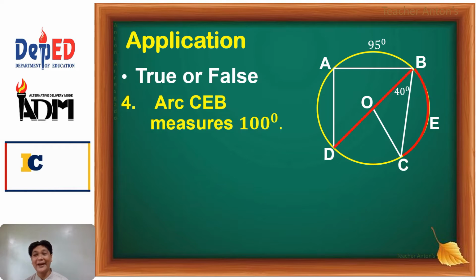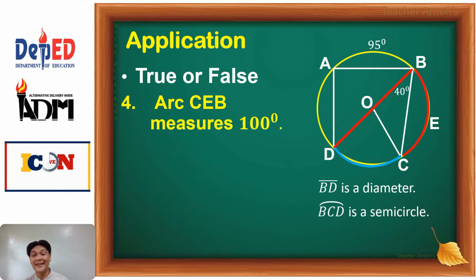Okay, take note that we have there BD, which is a diameter. And since it is a diameter, then arc DC and arc CEB make a semicircle. The BCD is a semicircle. And take note that arc DC is intercepted by our inscribed angle DBC, which measures 40 degrees. So we can solve arc DC there using theorem 2.